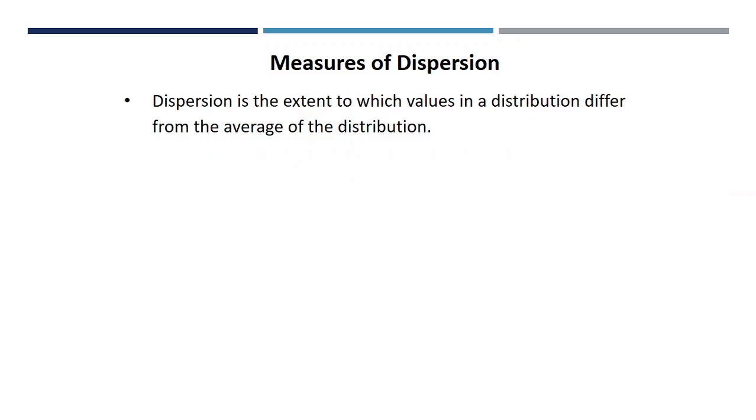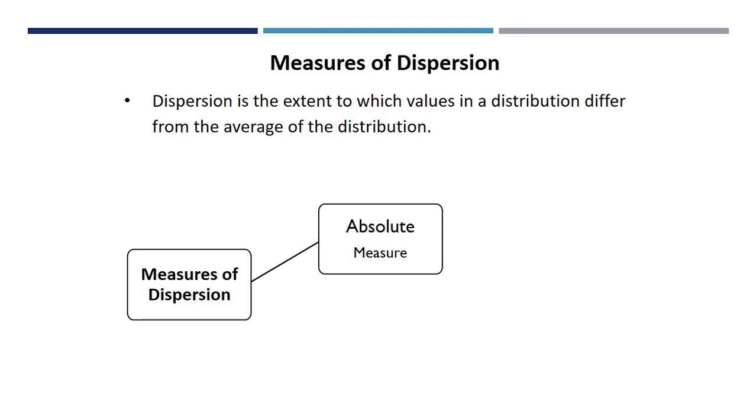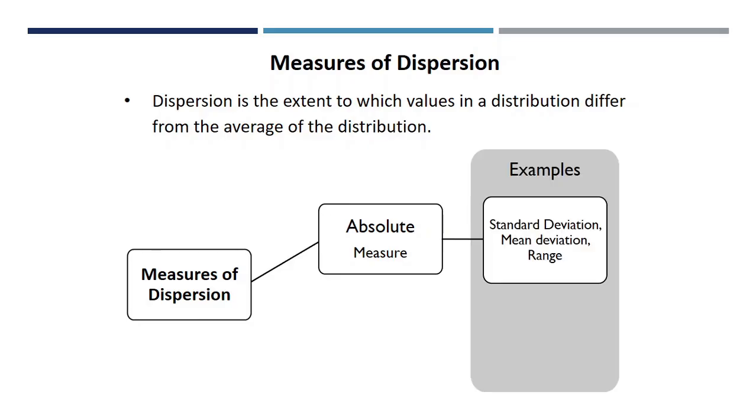In statistics, dispersion is the extent to which values in a distribution differ from the average of the distribution. We have seen various measures of dispersion in the previous lecture. Measures of dispersion are divided into two. First, the absolute measure of dispersion, which gives the amount of variation. Examples: we have studied standard deviation in the previous lecture, and other examples of absolute measures of dispersion are mean deviation, range and quartile deviation.